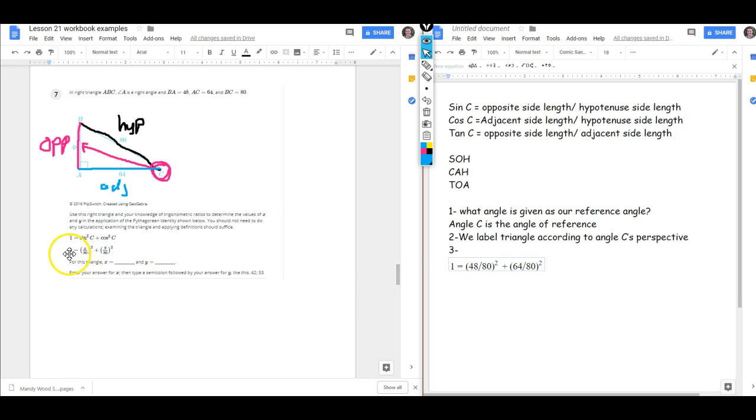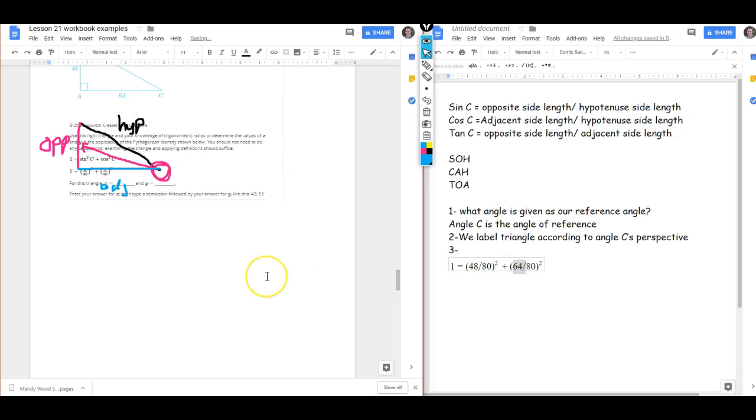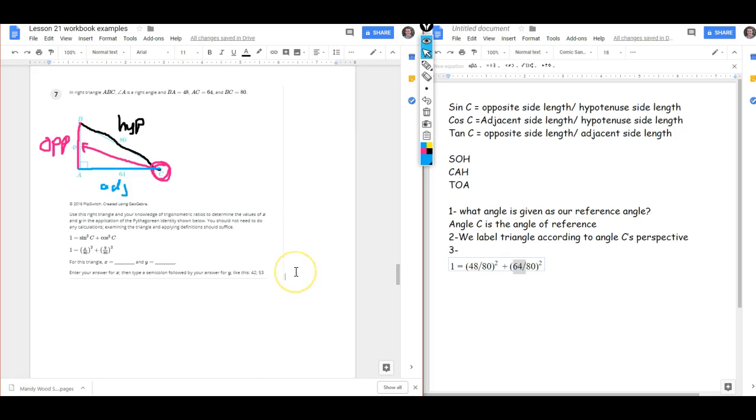So when we look at 1 equals x over 80 squared plus y over 80 squared, the x is 48 and the y is 64. So when you enter it in for your answers, it says to enter it in with a semicolon. So you would enter in 48 semicolon space 64. I hope that helps.